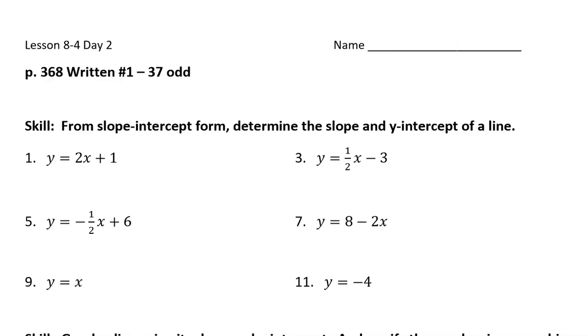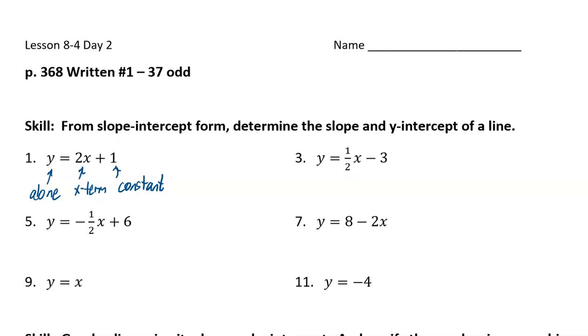Number 1, here's a linear equation, y equals 2x plus 1. This is written in a particular form. The letter y is alone on the left side of the equals. After the equals is the x term. After that is the constant term. When an equation has this pattern, it's called slope-intercept form.